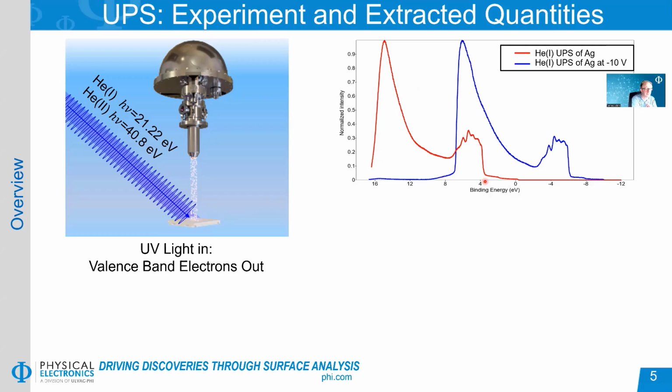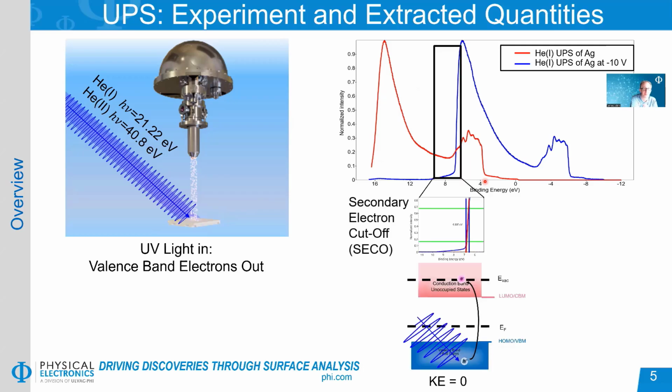And there are two particular regions that I want to pay attention to. The first is what we call the secondary electron cutoff. These are photoelectrons that are being emitted from deep within the valence band or low-lying core levels, and they're being emitted just to the vacuum level, so they come out with zero kinetic energy. And this is telling us about the vacuum level.